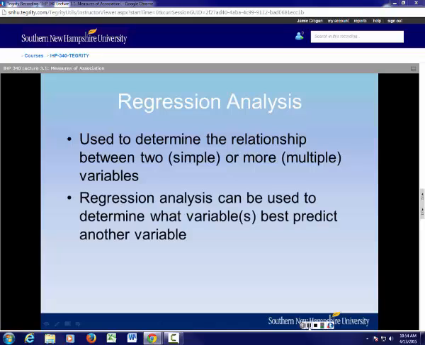And so regression analysis can be used to compare variables, but also you can use it to predict one variable from another. And so we'll see another example of this as we go along.